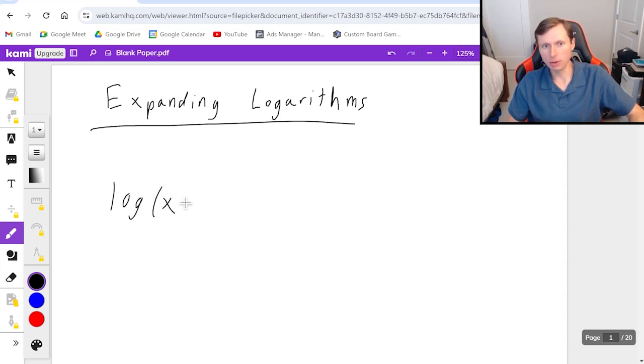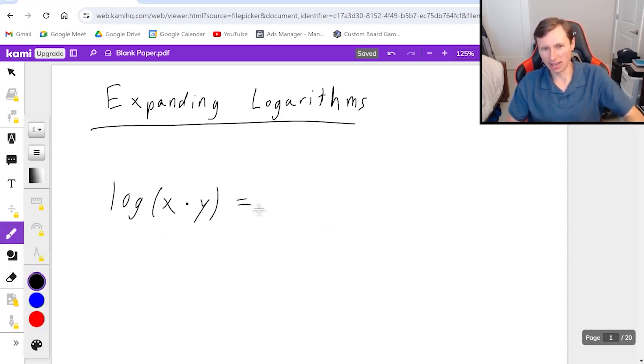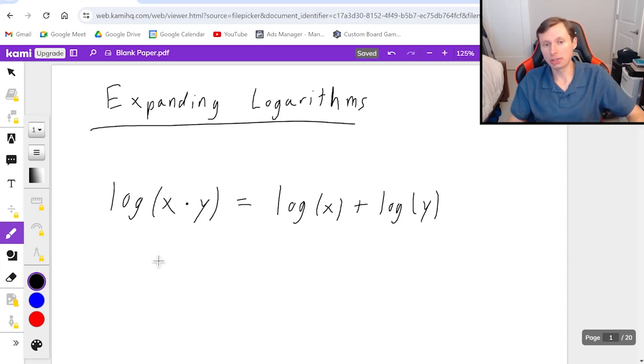This one says that if you have something like log of x times y, where it doesn't even have to be one variable, it can be like terms, for instance, x plus 2 times x minus 1. But basically you have something times something, which I'm calling x times y right now. This can be broken up into log x plus log y. And this is true no matter what the base is. This could be log base 2, log base 6, natural log, any log.